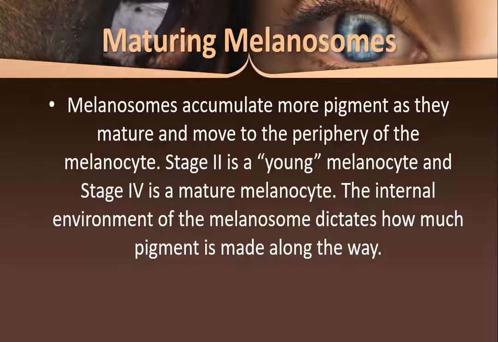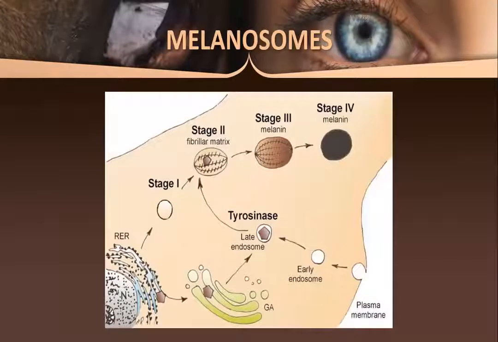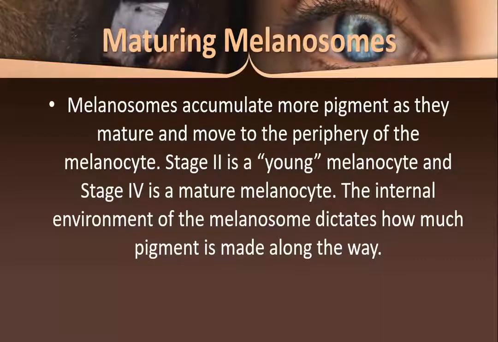Melanosomes accumulate more pigments as they mature and move to the periphery of the melanocytes. You have observed in this slide, in later stages like stage 3 and 4, they get more melanin accumulation. Okay, stage 2 is a young melanocyte and stage 4 is a mature melanocyte.